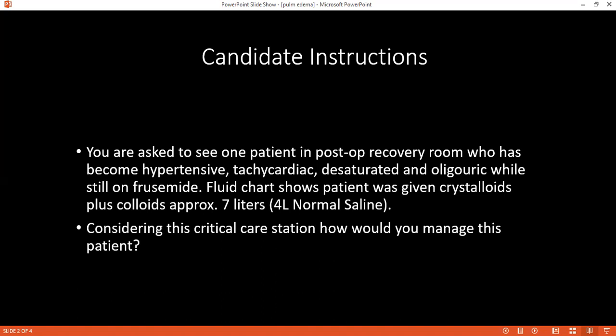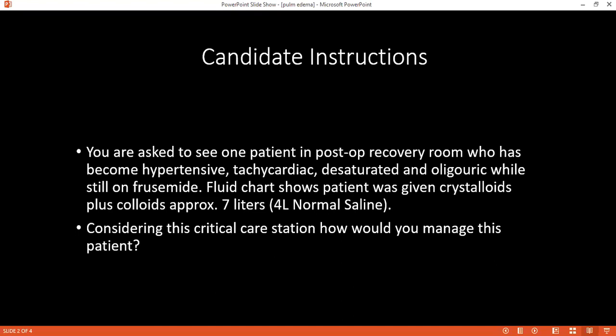I want to set up a venous cannula, take samples for investigations, and I want to reduce the preload, reduce the afterload, and improve the cardiac contractility. To reduce the preload, I want to give diuretics and also give glyceryl trinitrate, or sodium nitroprusside.